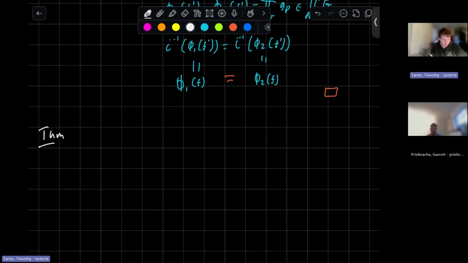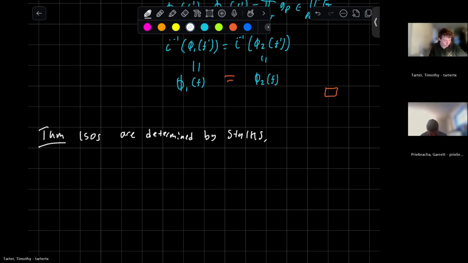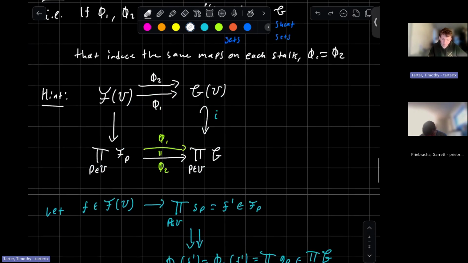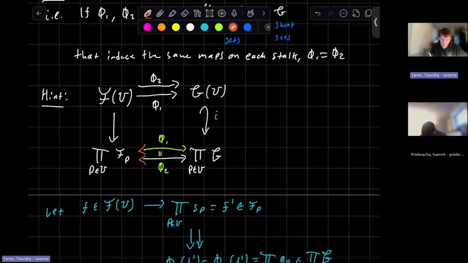Theorem: in a similar way, isomorphisms are determined by stalks. And so basically, if this is an isomorphism down here, then it's both a unique isomorphism and it's determined by stalks.